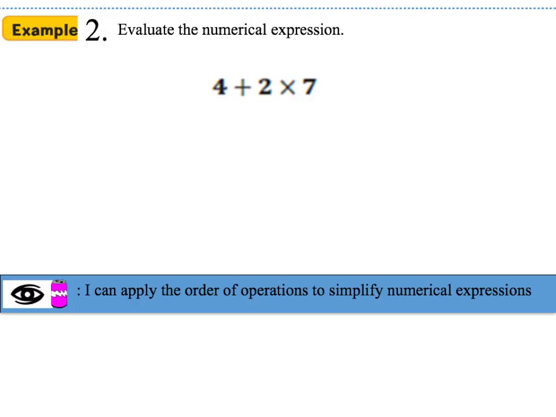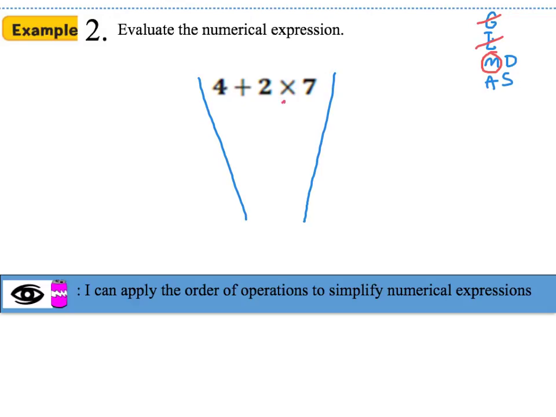So I'm going to write GEMDAS again to help me solve this problem. And I know that my work will begin to funnel down as I start to evaluate it. So if I solve this problem, I'm going to ask myself, does it have any grouping symbols? And it does not. I'm going to cross out the G. Does this problem have any exponents? It does not, so I'm going to cross that out. The next thing I'm going to ask is, does it have any multiplication? And it does.